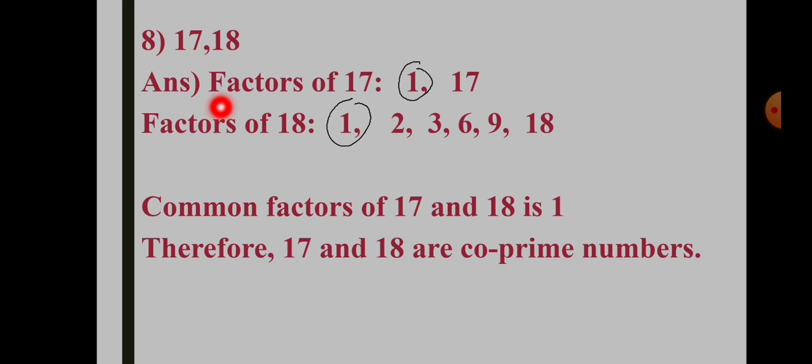Next question, question number 8, 17 and 18. So factors of 17 are 1 and 17. Factors of 18 are 1, 2, 3, 6, 9, 18. Now common between both these numbers' factors is 1. So common factor of 17 and 18 is 1. Therefore 17 and 18 are co-prime numbers.